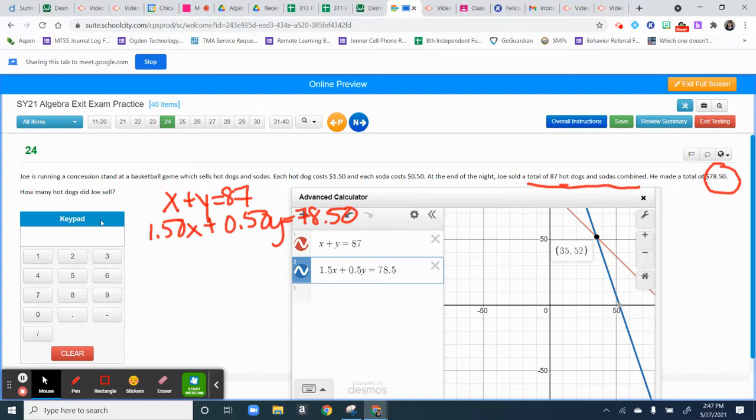So they want to know how many hot dogs. So which one of these, the X or the Y, was hot dogs? Who remembers? Was hot dogs X or Y? Based on the prices.